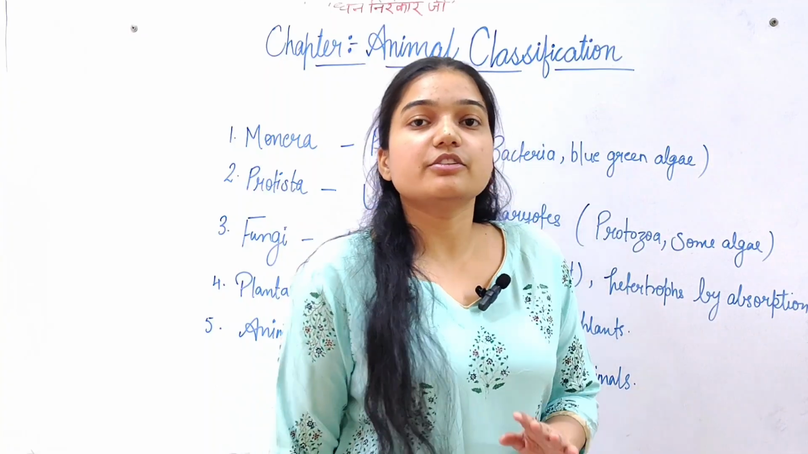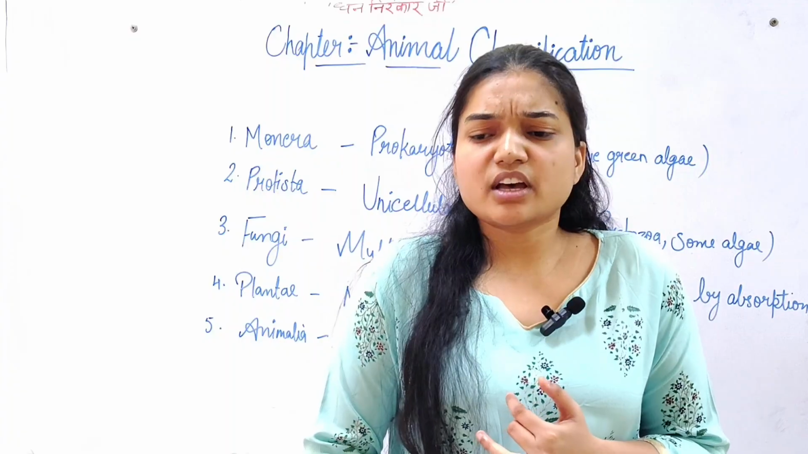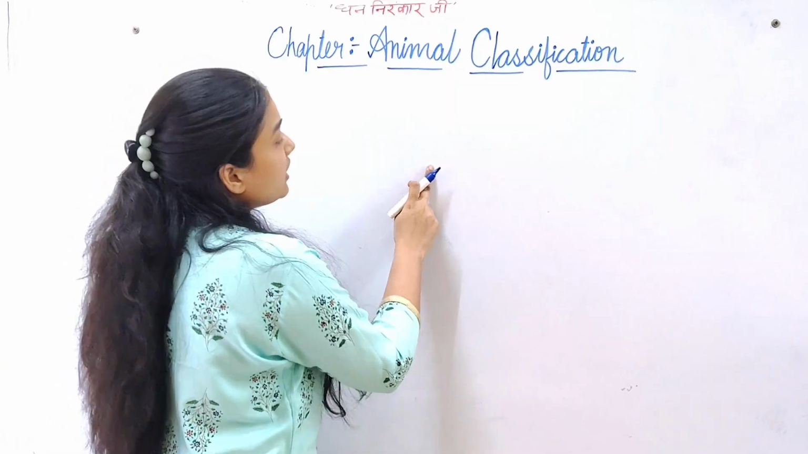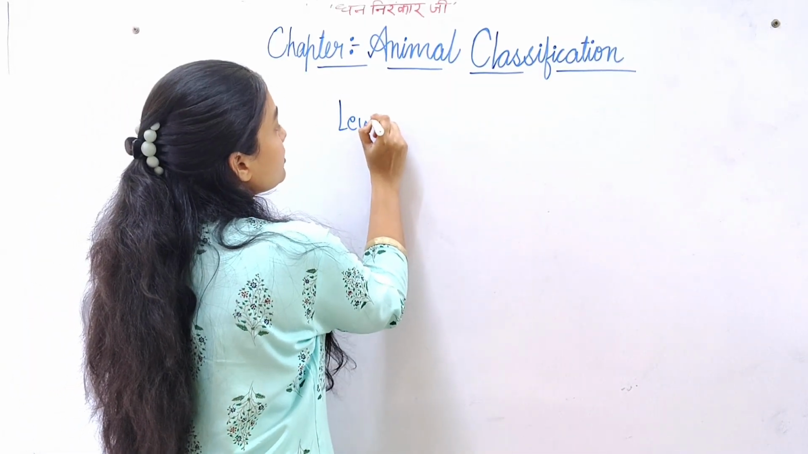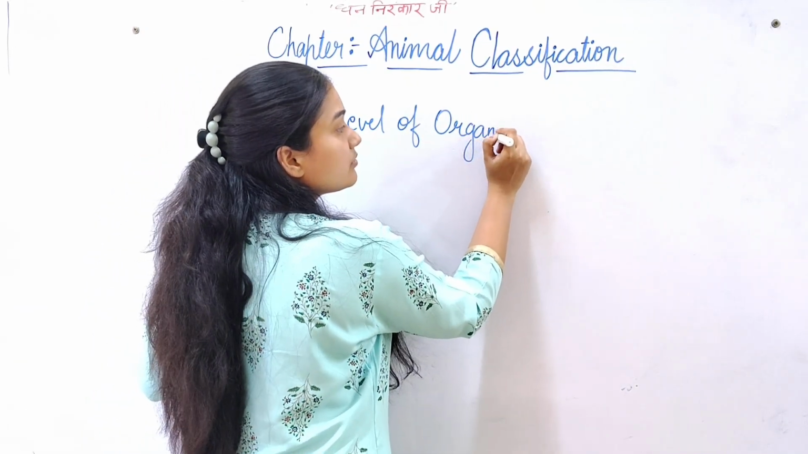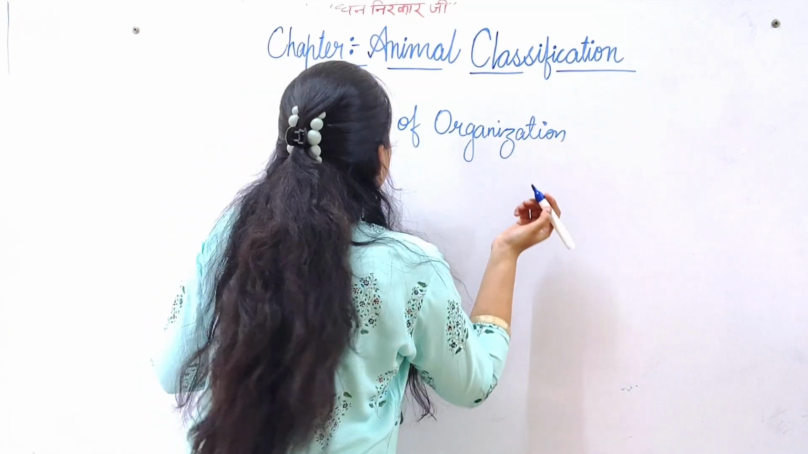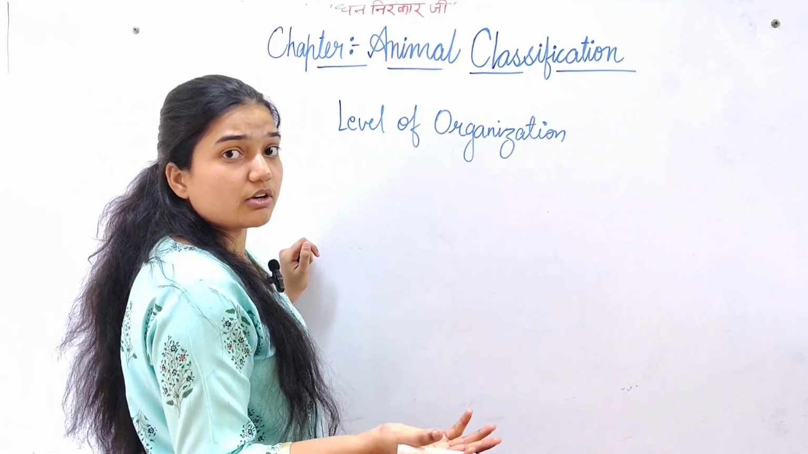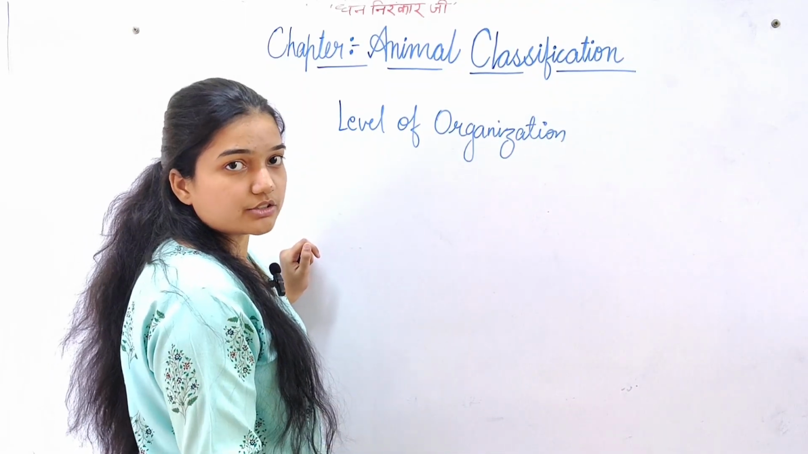Students, in this chapter, we learn about the animal kingdom. We classify animals based on their level of organization. What? Level of organization. Some animals have cellular level organization, some animals have tissue level organization, and some animals have organ and whole body organization.